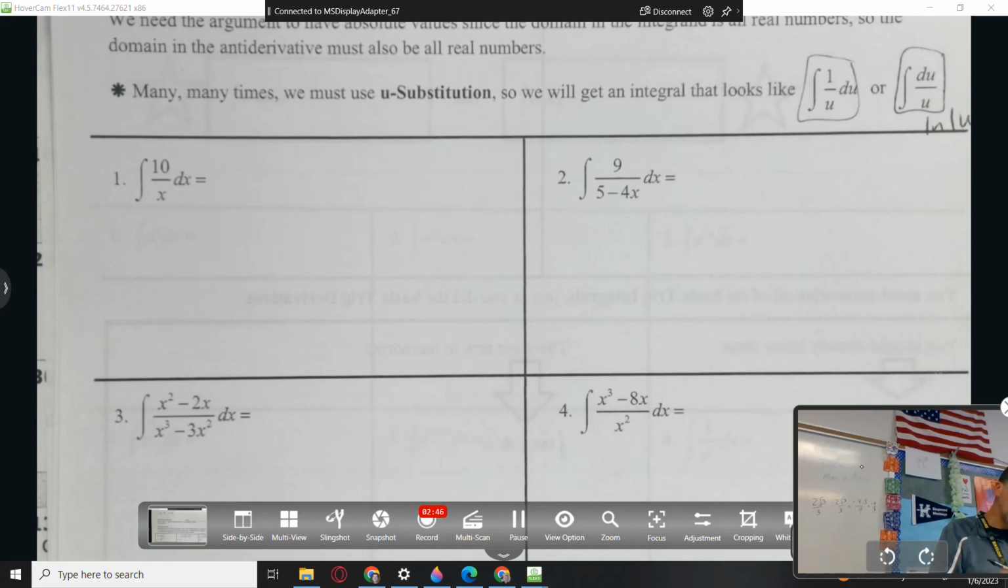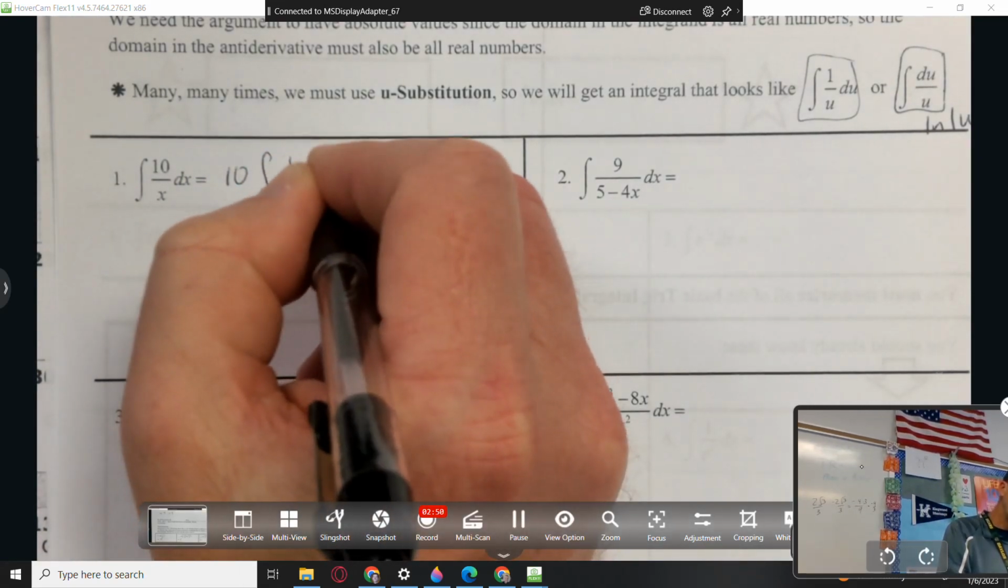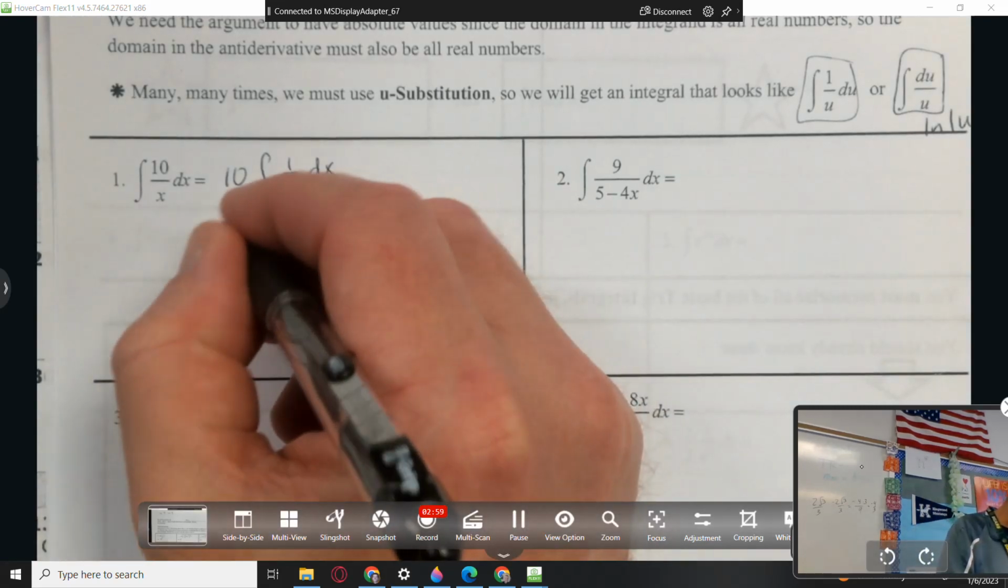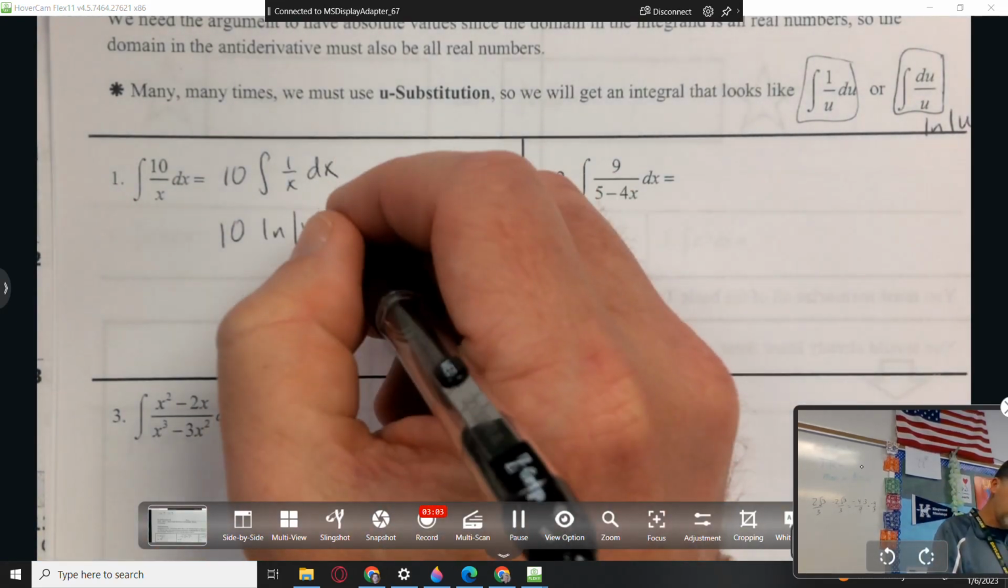So, example 1. This is an easy one. I can just move the 10 out front. And the antiderivative of 1 over x, we just did that. That's natural log of x. 10 natural log, absolute value of x, plus c.